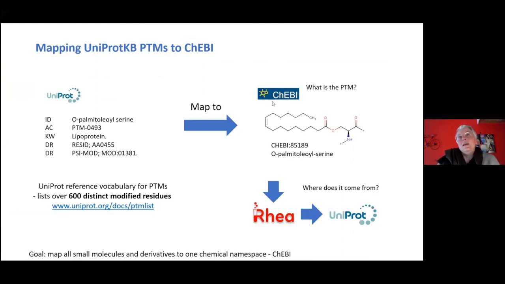vocabulary. This will then help to make the links between the PTM and which reaction is involved in this PTM, and then to find the corresponding enzyme in UniProt which is doing the reaction, adding, for example, a palmitoyl serine on the protein. So the next goal is to really map all the small molecules and derivatives to only one chemical namespace, ChEBI. And we are starting now to do that for the post-translational modifications.